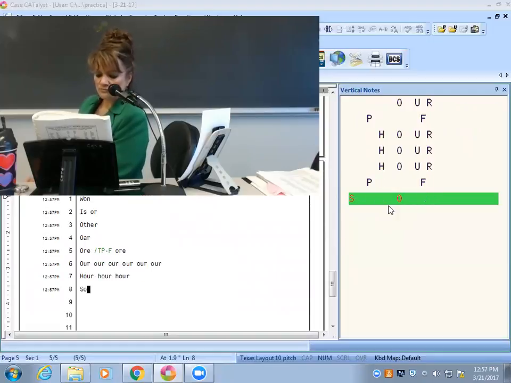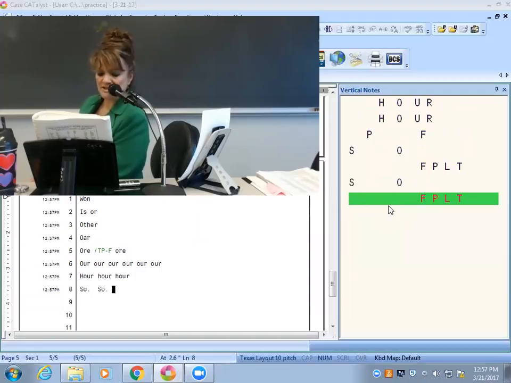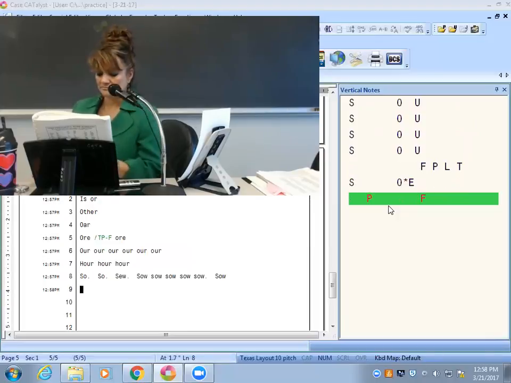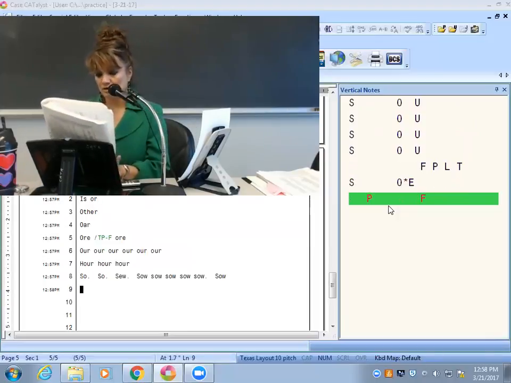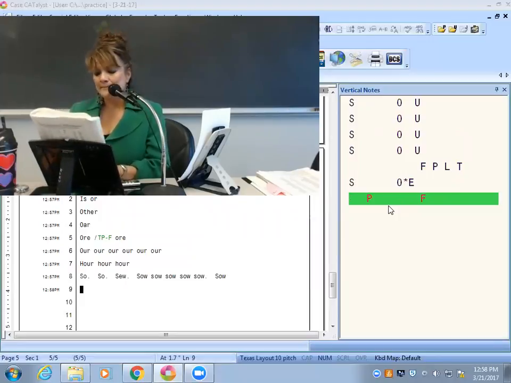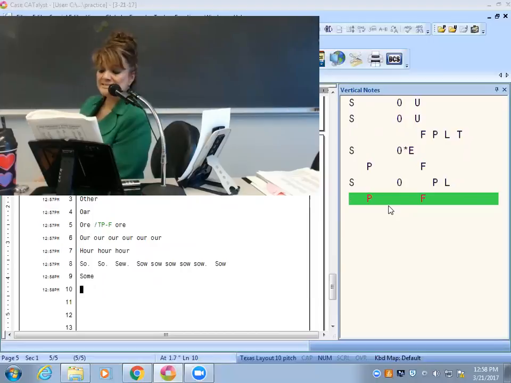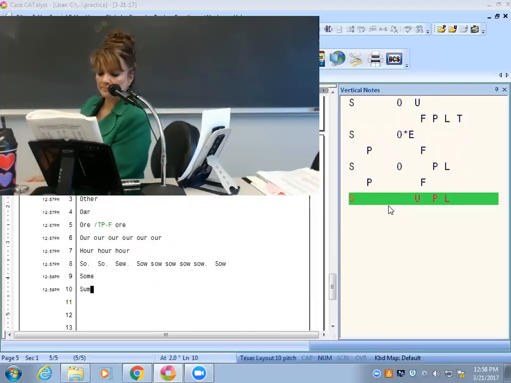So, S-O, sew, to sew a dress, S-O-E. Sow seeds, S-O-U. Remember I told you the U will act as a W. And then sow, S long O with an asterisk, as a verb, okay? And then you have some. Some of us will be going, S-O-M. Sum total of an amount, S-U-M.